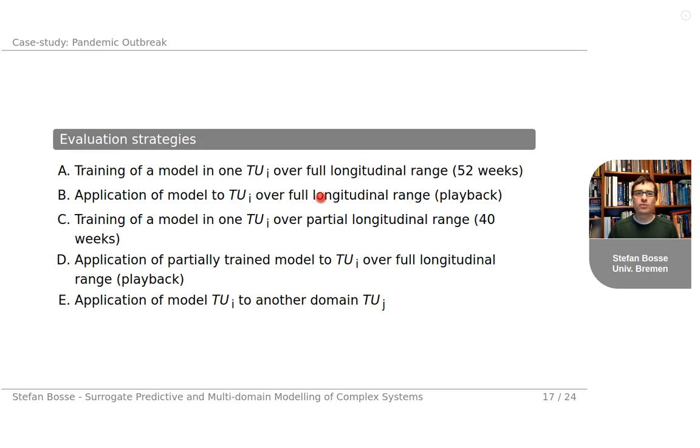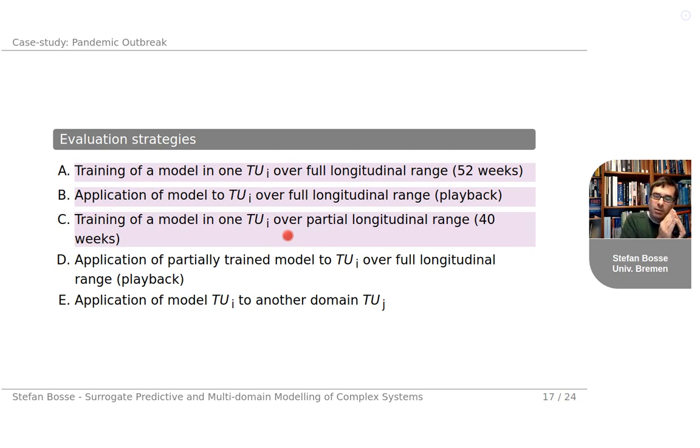The evaluation strategy is, first, training of the model in one specific terrestrial unit over the full longitudinal range, that means over the full 52 weeks. Then the application of this trained model to the full longitudinal range, that means we perform a playback from the beginning to evaluate the accuracy. Then we train the model only with part of the data, for example the first 40 weeks, and apply this partially trained model again to the entire 52-week longitudinal range, that means we perform a full playback. And then finally we apply a model trained for one terrestrial unit to another terrestrial unit, and we want to see what is happening.